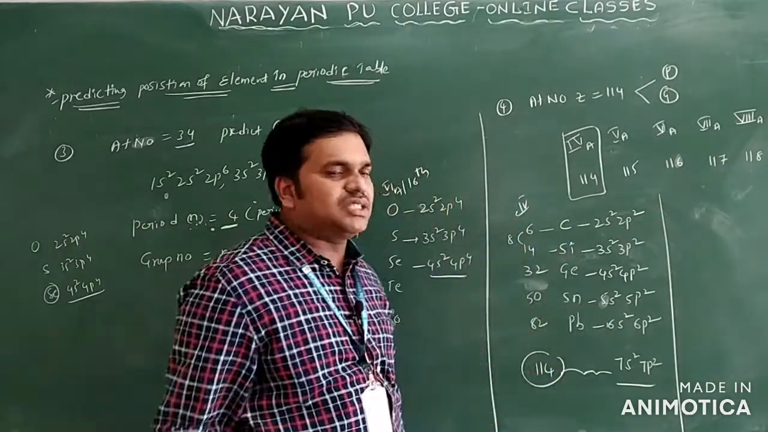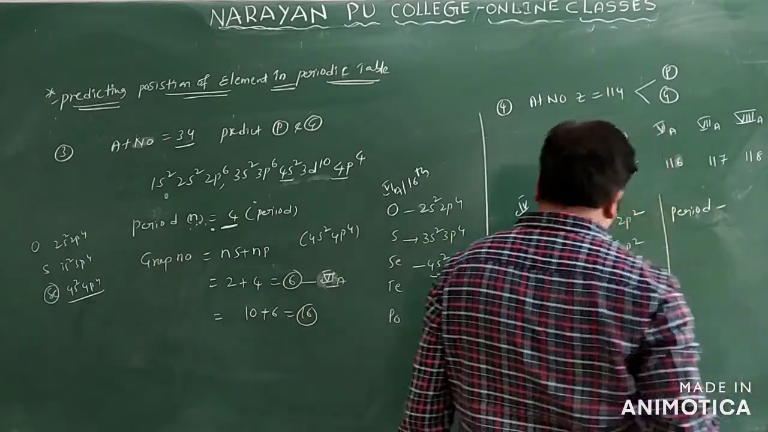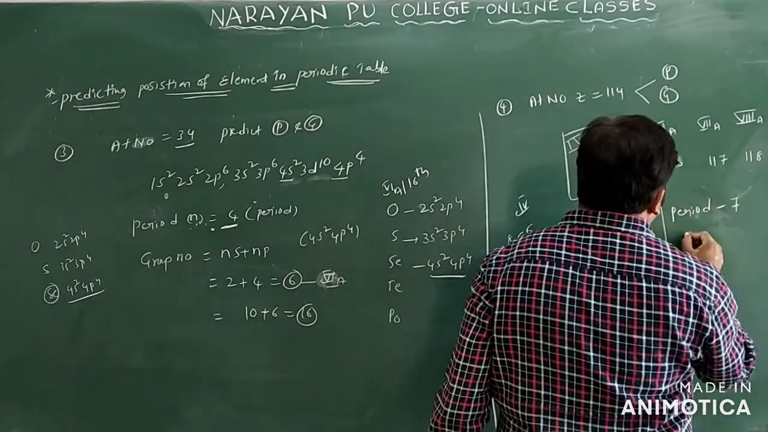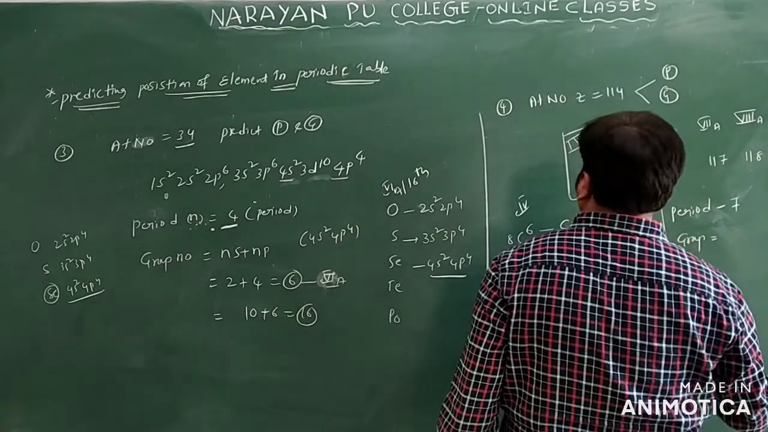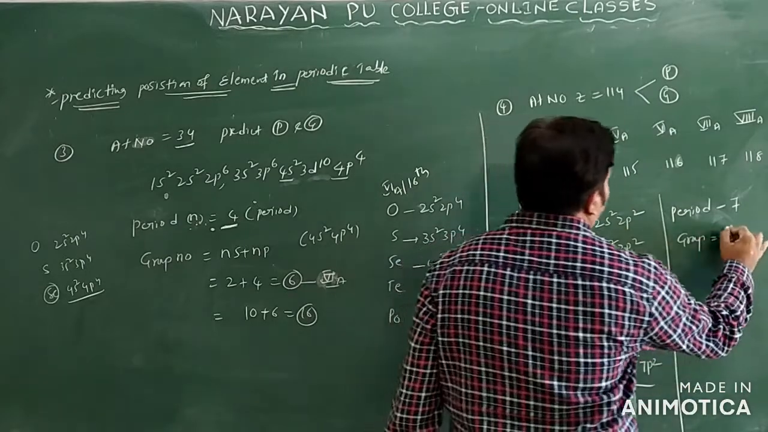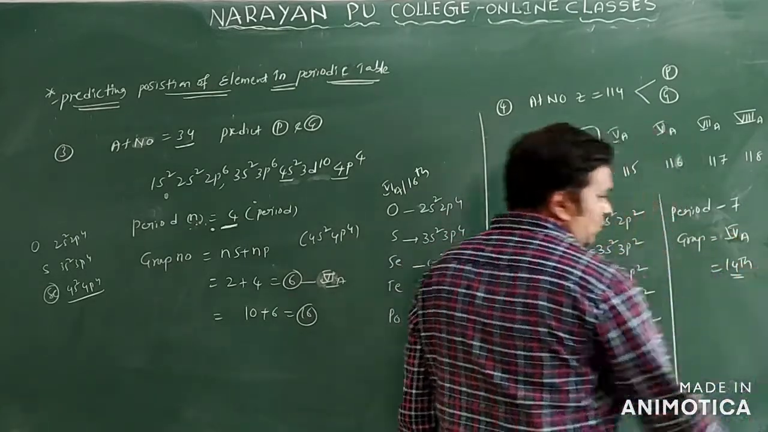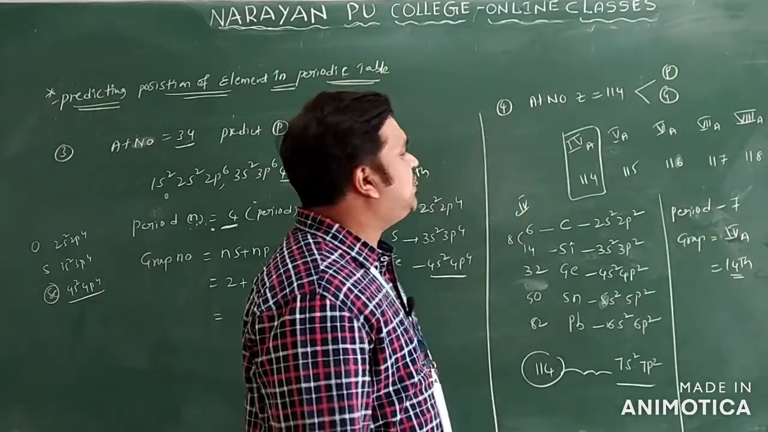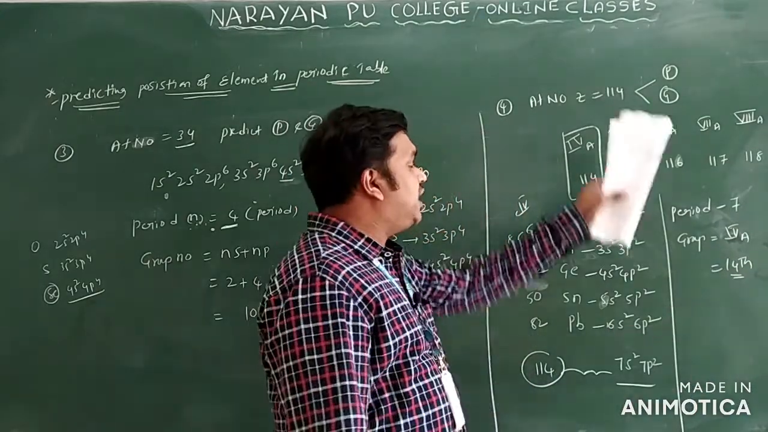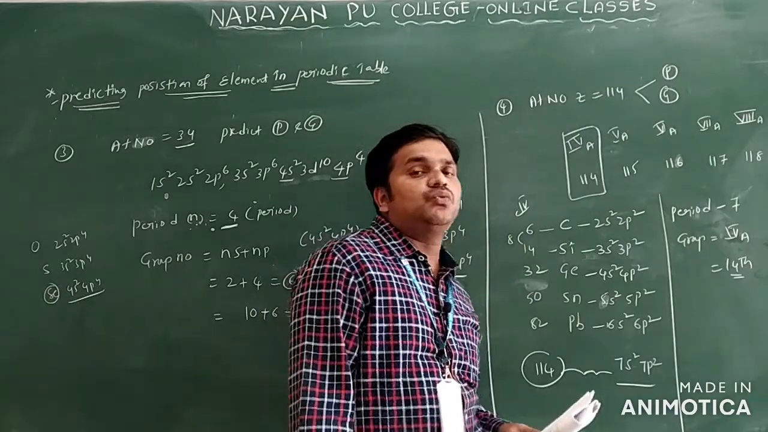So what is the answer? You will write period number. Period is equal to 7th period only. Group is equal to, sorry, carbon, so this is 4th A group only. You can write 4th A or you can write 14th group only. So this is regarding the element with atomic number 114, which belongs to 7th period and 14th group, or you can say 4th A group only.